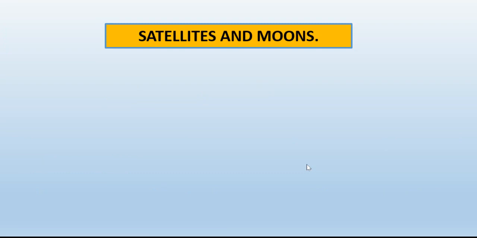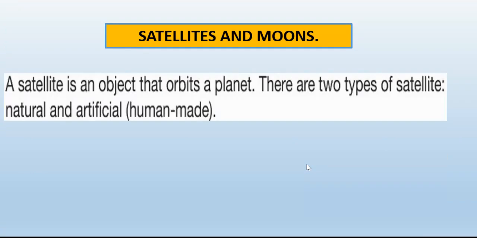Let's begin with satellites and moons. A satellite is an object that orbits a planet. There are two types of satellites, namely: 1. Natural satellites. Natural satellites occur by nature. And number 2, artificial satellites, also known as human-made satellites. These are satellites that are made by scientists and launched into space for various purposes.